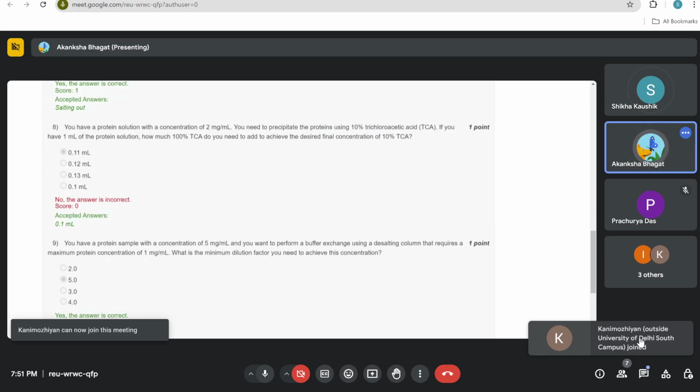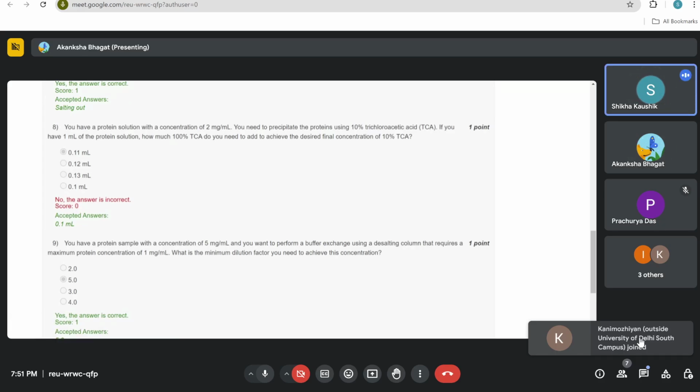Question number 8. You have a protein solution with concentration 2 mg per ml.